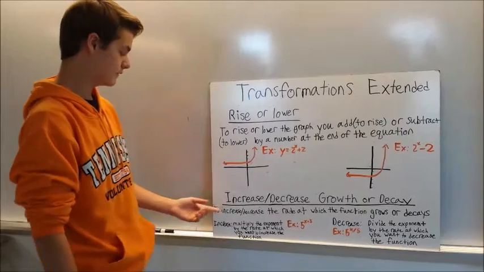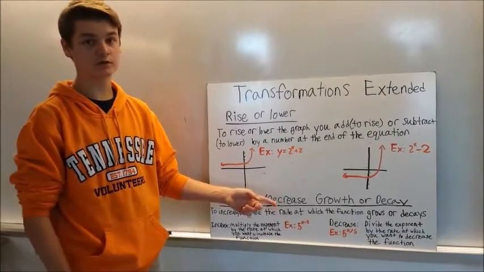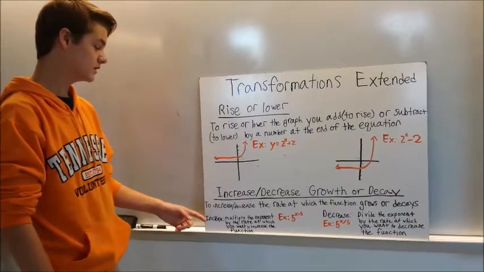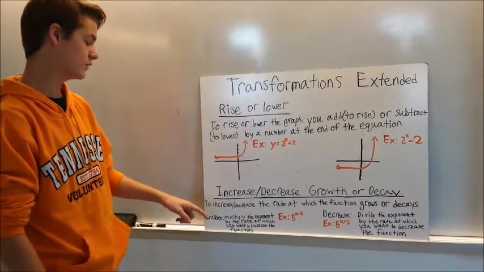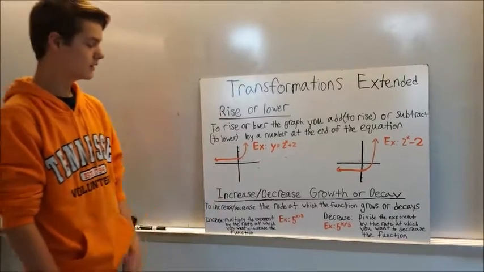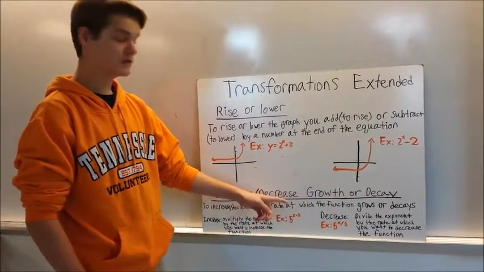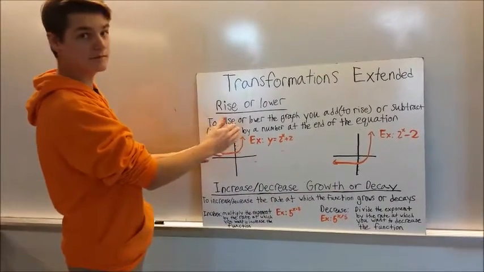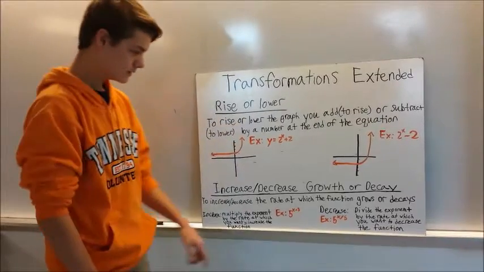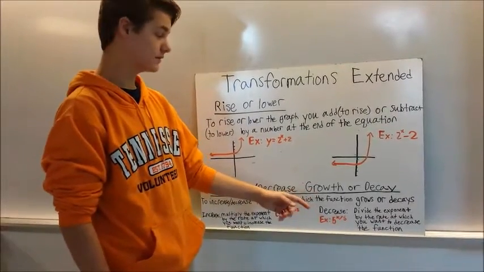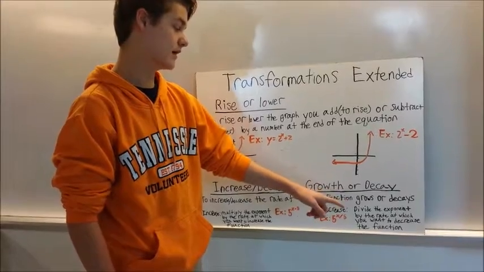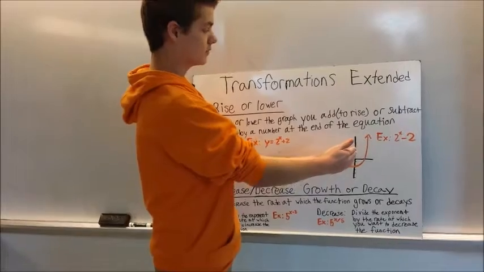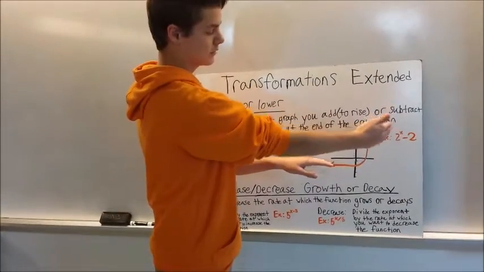And now we will move to increasing or decreasing the growth or decay. And so, to do that, of course, you have to change the rate at which the function grows or decays. We will start with increasing. And here you must multiply the exponent by the rate at which you want to increase the function, such as here, 5 to the x times 5, and that will cause the graph to move upwards at a much faster rate. Over here, for decreasing, you will divide the exponent by the rate at which you want to decrease the function, and that will cause the graph to move upwards and outwards much slower.